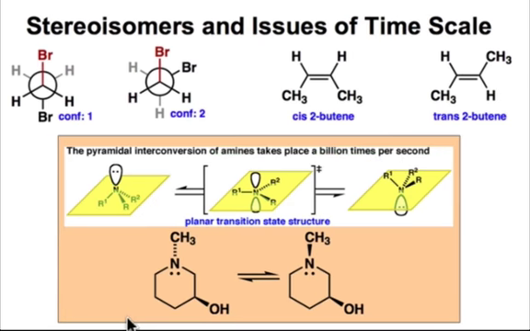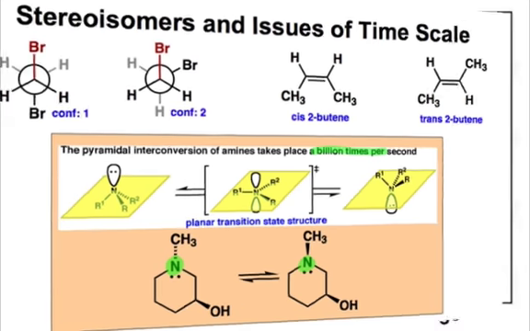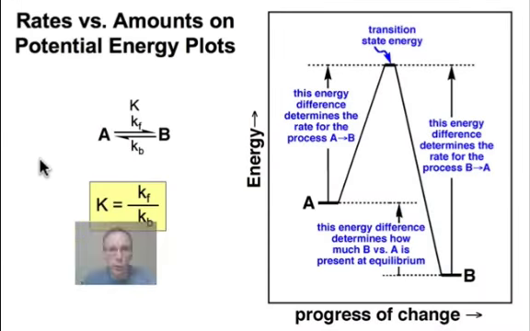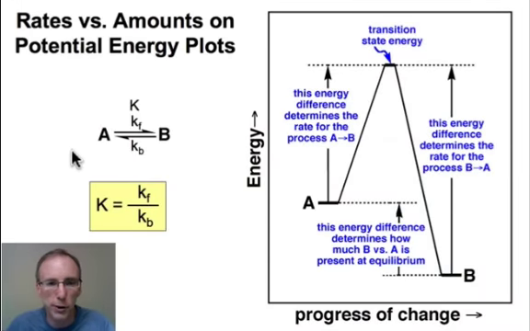In the example shown here, this trans diastereomer converts to this cis diastereomer by the process of pyramidal inversion at nitrogen. That causes the methyl group in its down position to go up to the up position. Since this takes place at 1 billion times per second, it would never be possible to put these two molecules into separate bottles.